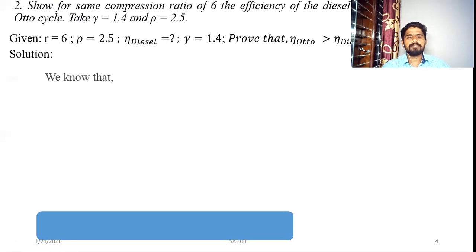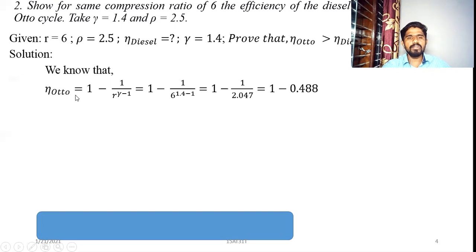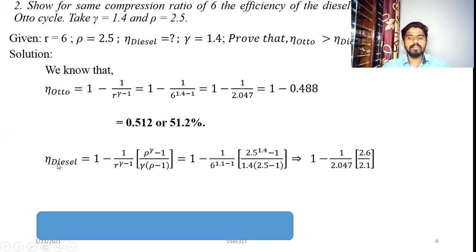The solution is, we know that the Otto cycle efficiency is equal to 1 minus 1 upon R to the power gamma minus 1, that is equal to 1 minus 1 upon 6 to the power 1.4 minus 1. If you solve this, you will get 1 minus 1 divided by 2.047, that is equal to 1 minus 0.488. So that will give you 0.512. If you multiply this value by 100, you will get 51.2%.